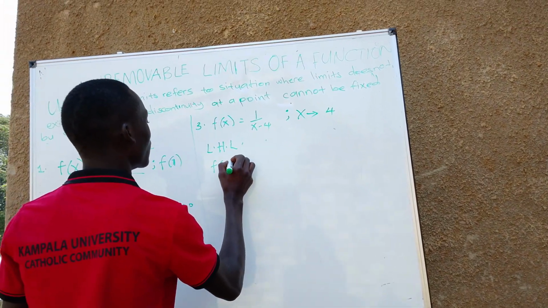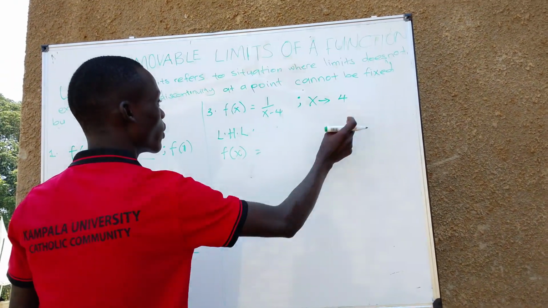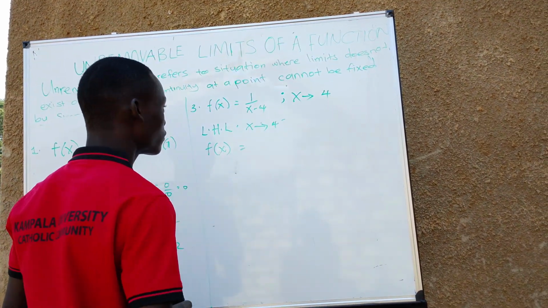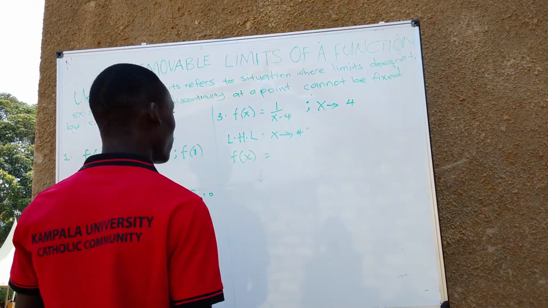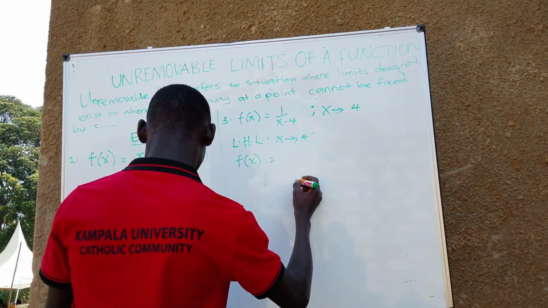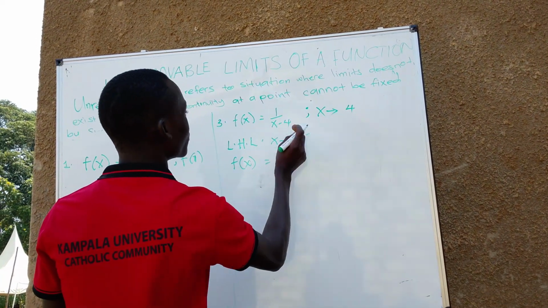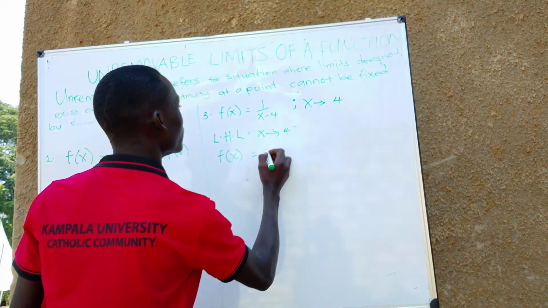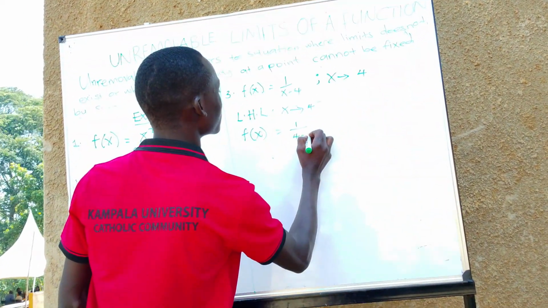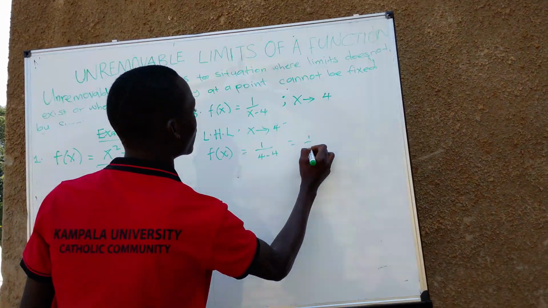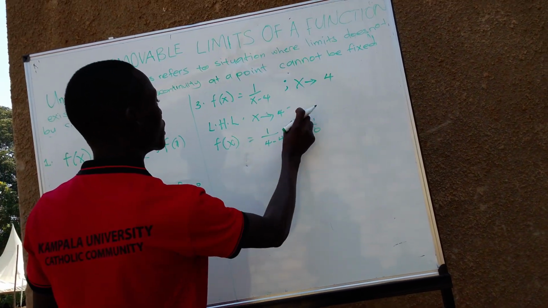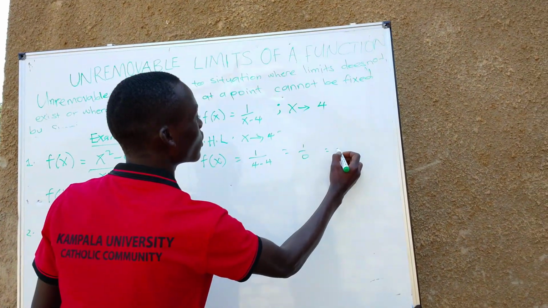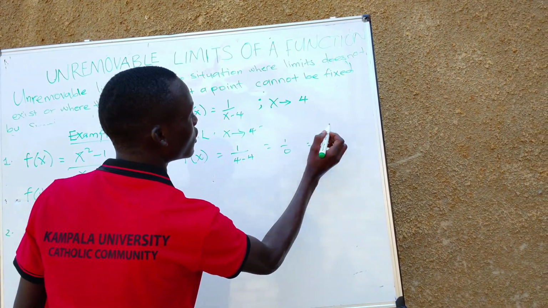f of x, when we put for the left hand limits, x is approaching 4 from the negative side. Then f of x, because when we approach 4, the answer we get will be infinity. When we say 1 over 4 minus 4, this one is 1 over 0. And as we said, we approach from the negative side. Therefore, this one gives us negative infinity.